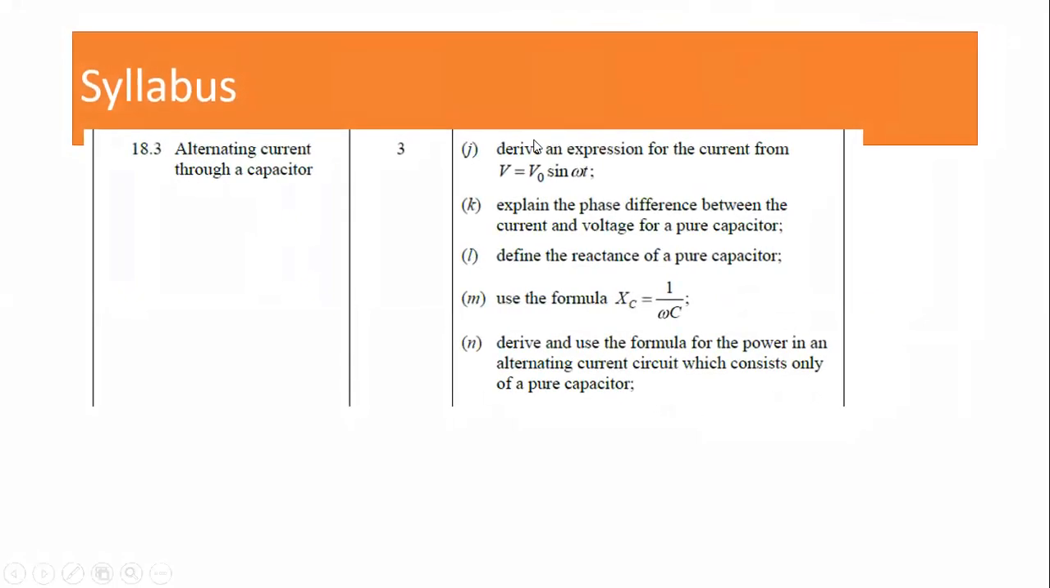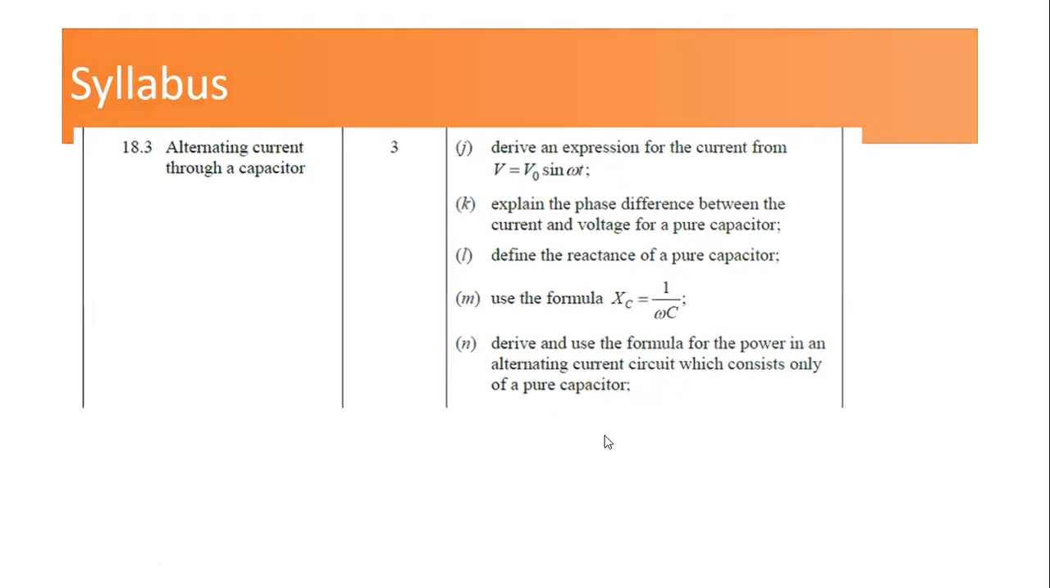Syllabus-wise, as always the same: derive the expression for current. The voltage is given as your voltage supply. Explain the phase difference between current and voltage in pure capacitor. Then define the reactance, and from the definition, we get the equation. Derive and use a formula for power in an alternating current circuit which consists only of a pure capacitor.